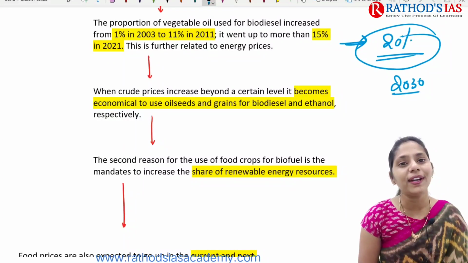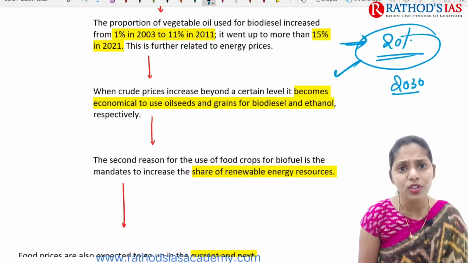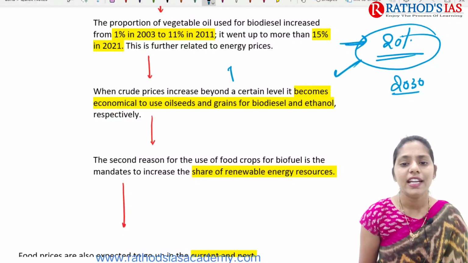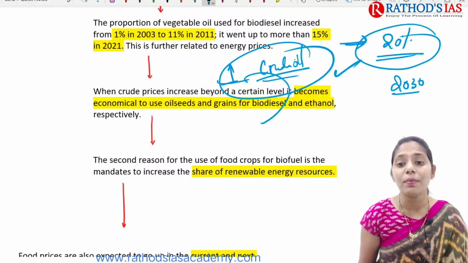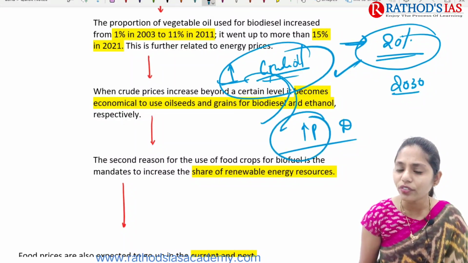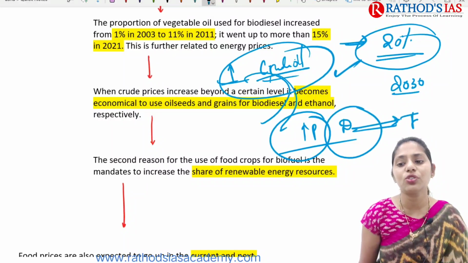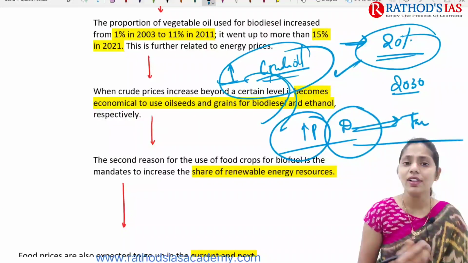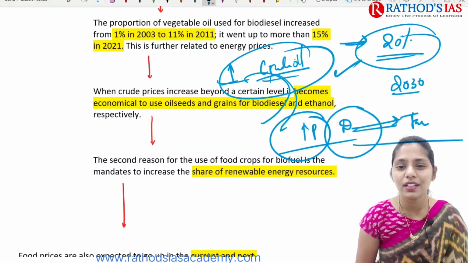One more important dimension here is that focusing on biofuel is good, because at the international level there is an increase in crude oil prices. Whenever crude oil price increases, the price of petrol and diesel automatically increases. Whenever petrol and diesel prices increase, transportation cost automatically increases, and whenever transportation cost increases, the price of goods and services increases.